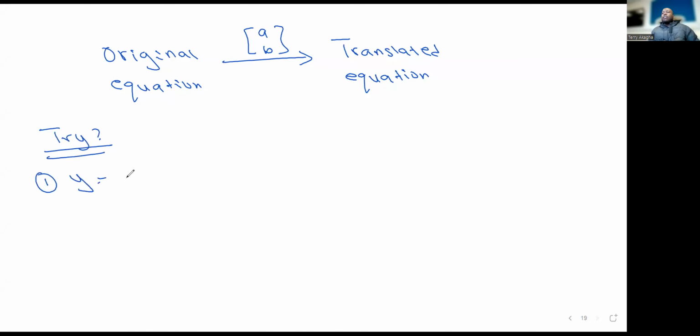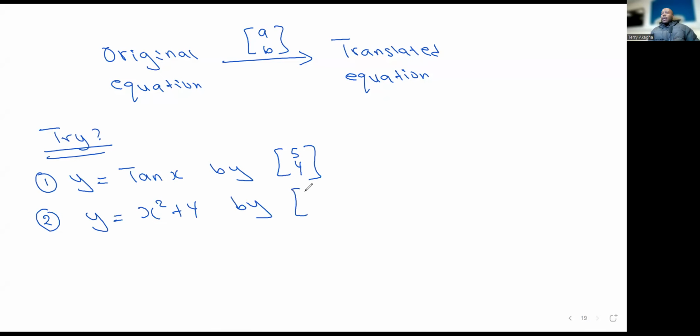So we have y is equal to tan x, and it's translated by 5 and 4. What will be the new translated form? Number 2, we have y is equal to x squared plus 4, and it's translated by -2 and 1. Then the next one is y is equal to f of x, which is a general form, but it's translated by 3 and 2.